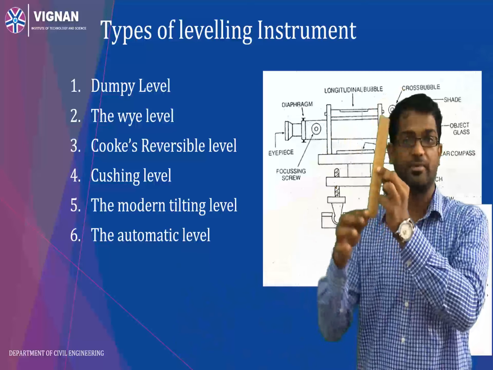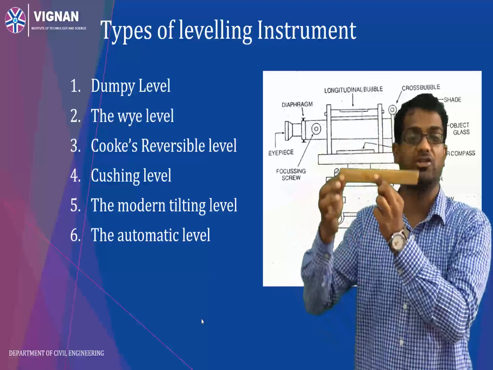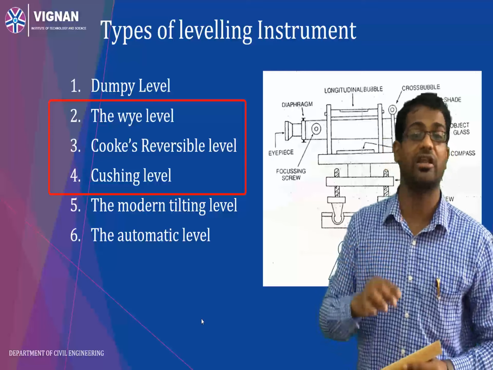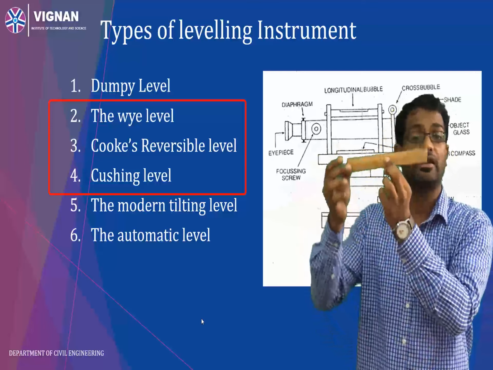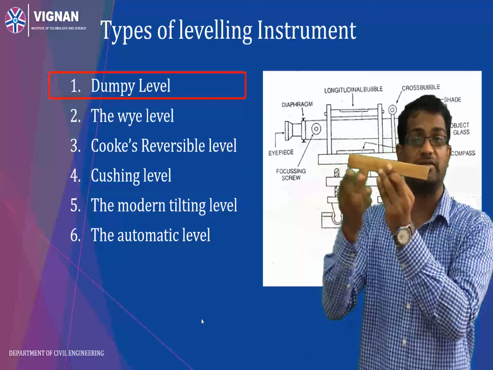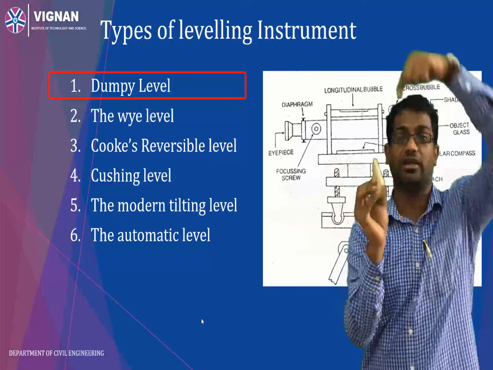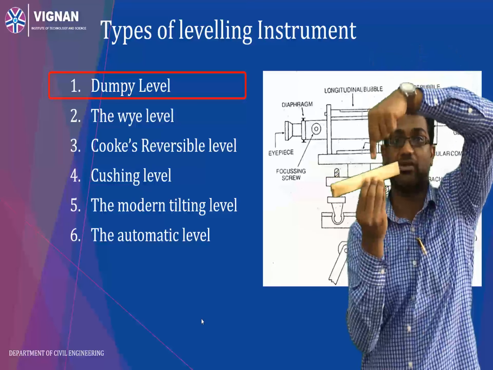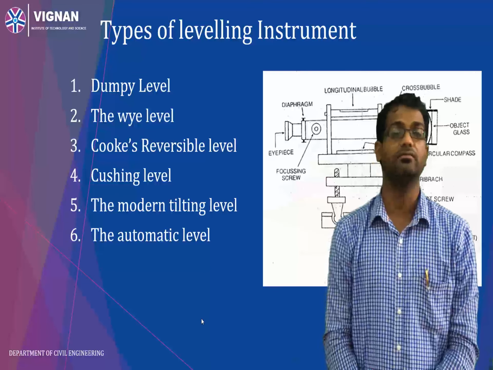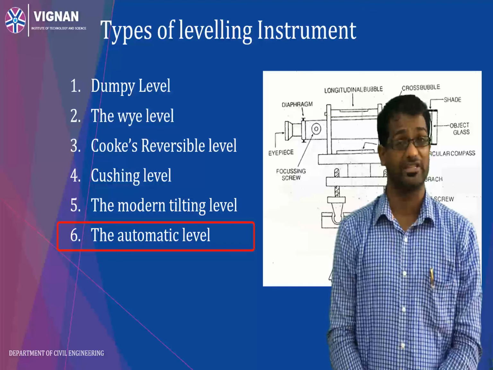A telescope can be reversible. Then this is called a reversible leveling instrument. The Y level, the Cook's reversible level and the Cushing level are the reversible levels, whereas the dumpy level cannot be reversed. It is fixed and you can only rotate in the vertical axis. The most widely used instrument among these 6 instruments is the 6th, which is the automatic level.